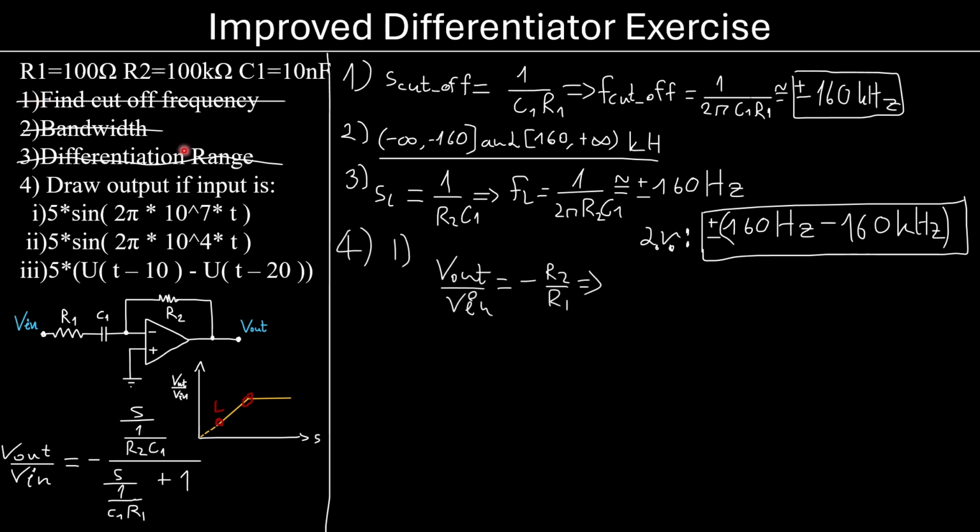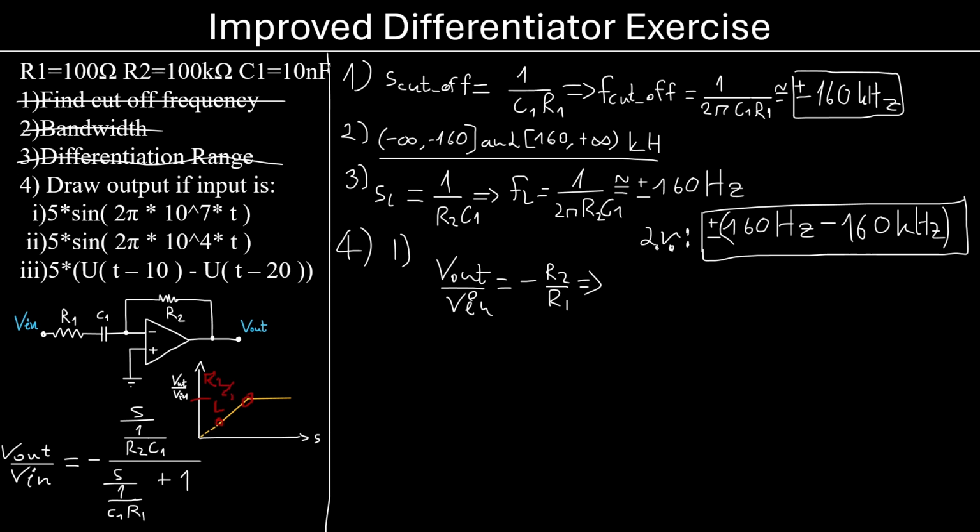Now this is done, and I'm asked to draw the output if the input has this value. First of all, I notice that the input is a periodic signal with a frequency of 10 to the power of 7. Because this frequency is much higher than this frequency, I know that I am in the amplification range here.